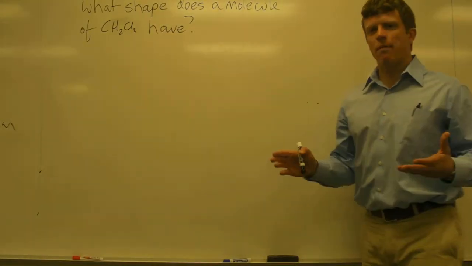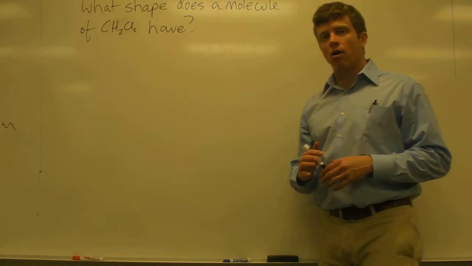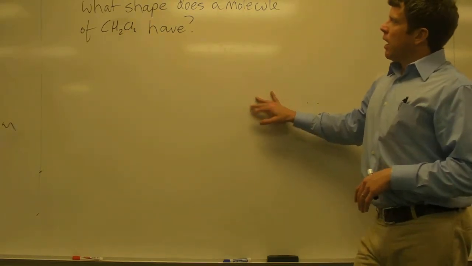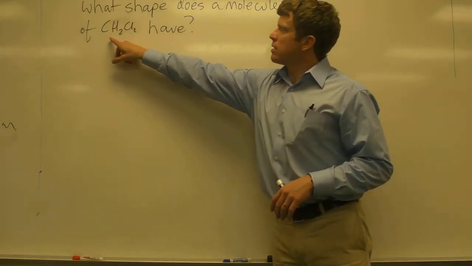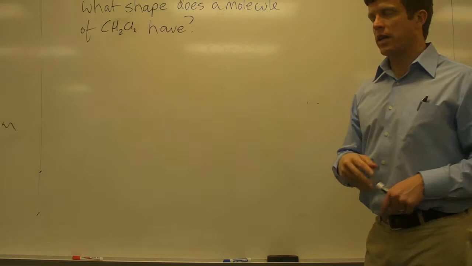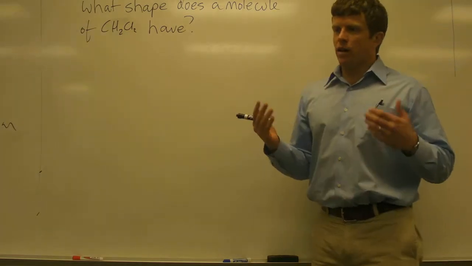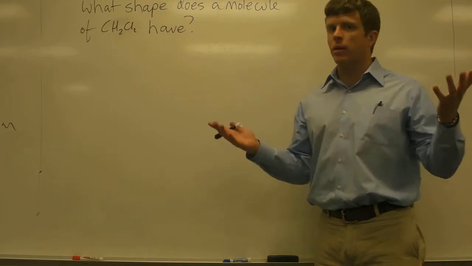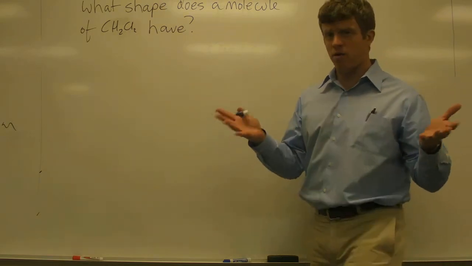So this is another example of using VSEPR theory to predict the shape of a molecule. The example this time is CH2Cl2, so 1 carbon, 2 hydrogens, 2 chlorines. So which one is the central atom, which is the one that has the most lines coming off it, and how do we figure that out?